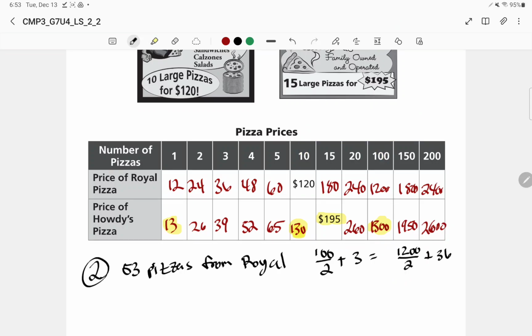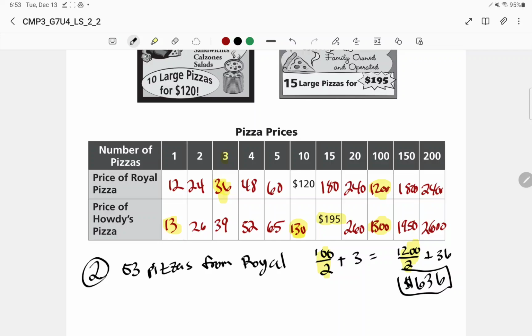So for part 2, 53 pizzas from Royal, that's one. So what I did is I went ahead and took 100 from Royal is 1,200, and I divided that by 2, right? So 100 divided by 2 is 50, so 1,200 divided by 2 gives me 600. And then we already know how many 3 pizzas cost, and that's 36. So 600 plus 36, so that's $636.